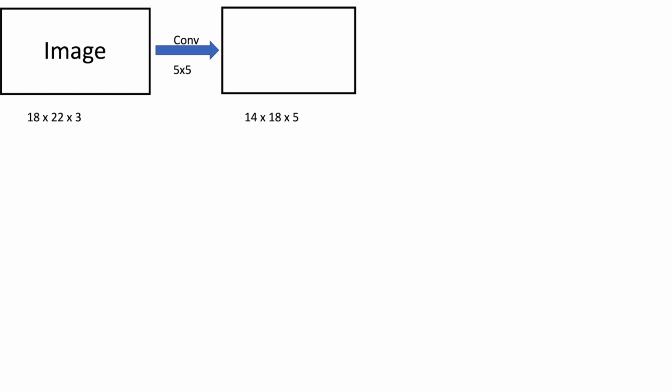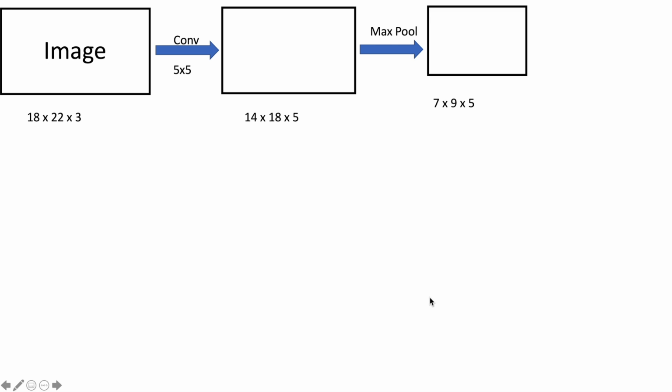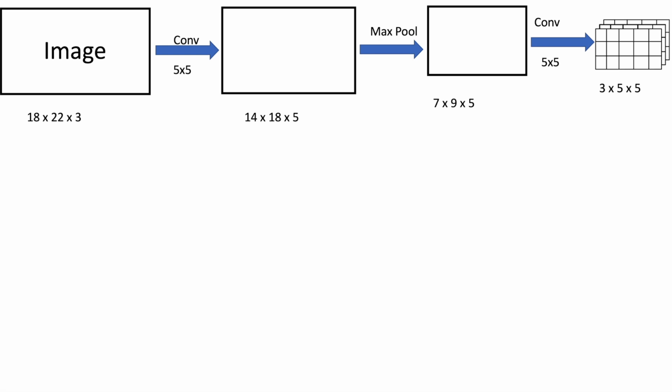Now if we apply max pooling to it, we will get the output as 7 by 9 by 5. And on applying a convolutional layer again, we will get the output as 3 by 5 by 5. So we have divided this image of 18 by 22 into a grid of 3 by 5. And this is how we can use convolutional layers to get the required output.